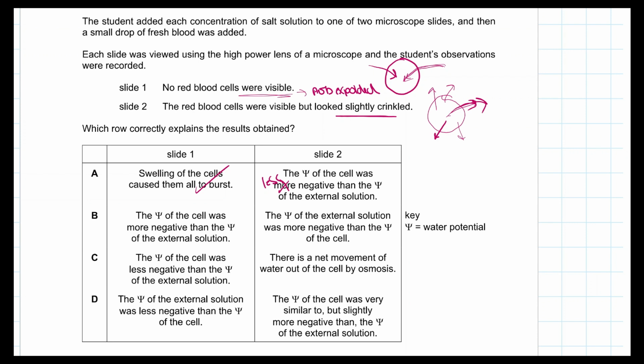For B, the water potential of the cell was more negative than the water potential of the external solution. Now, if the water potential of the cell was more negative, this means that the outside had a higher water potential. Therefore, this means that water went inside the red blood cell, causing it to burst. Therefore, this is correct. Now, for slide 2, the water potential of the external solution was more negative. Yes, this is correct, as we mentioned in the first point.